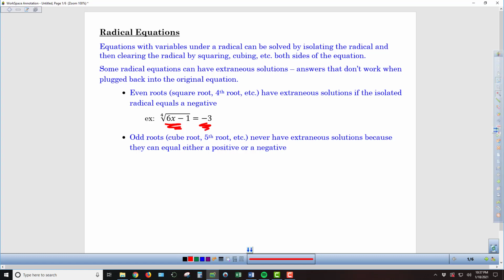So it's always worth it for us to pause and reflect on what the root equals when you're solving, because if you have an even root of something that equals a negative, then that's an indication that the problem is going to have no solution, because an even root always has to equal a positive. On the other hand, for odd roots, if it was a cube root problem or a fifth root problem or something like that, those will never have extraneous solutions, because an odd root could equal a negative or a positive depending on what number was underneath that root.